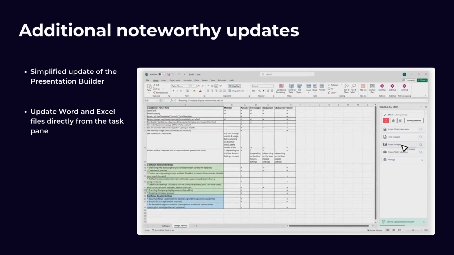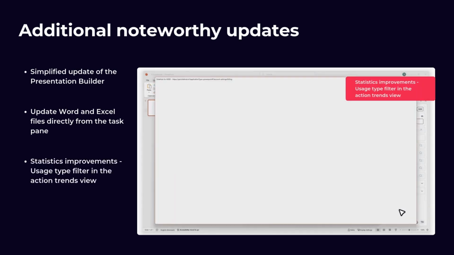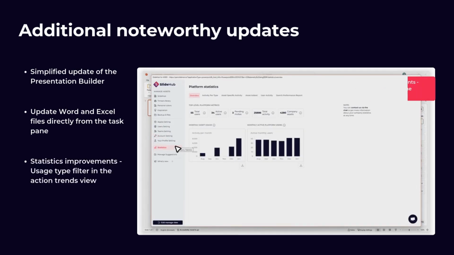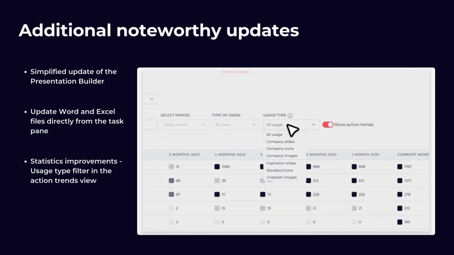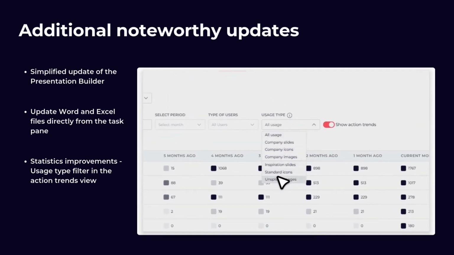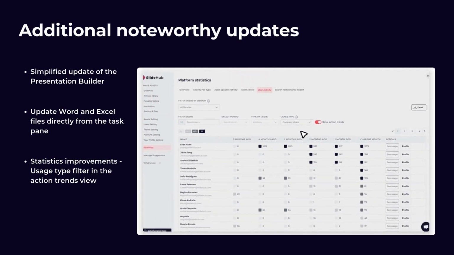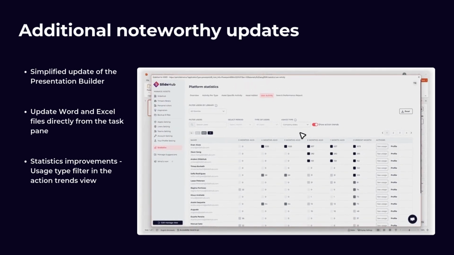Continuing with the statistic improvements, you can now filter asset usage in the Trend Activity view. Easily filter by company slides, icons, images, and off-the-shelf assets like inspiration slides, standard icons, and Unsplash images. You'll get a clear overview of each user's specific activity usage over the last 6 months. Users are sorted in descending order, with those who have the highest usage in the current month appearing at the top.